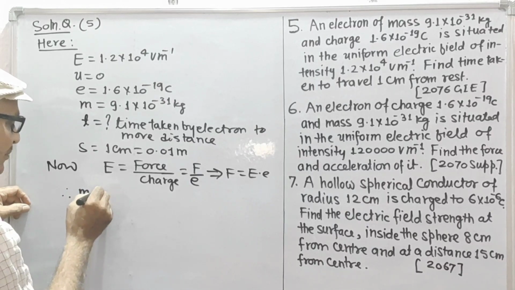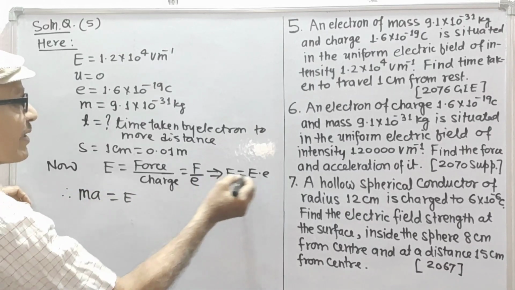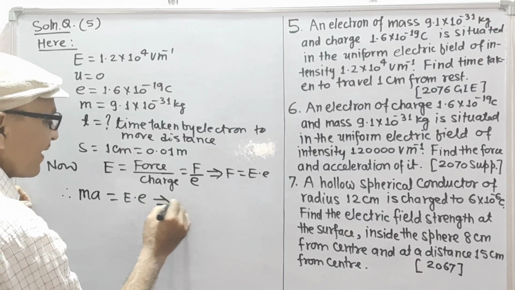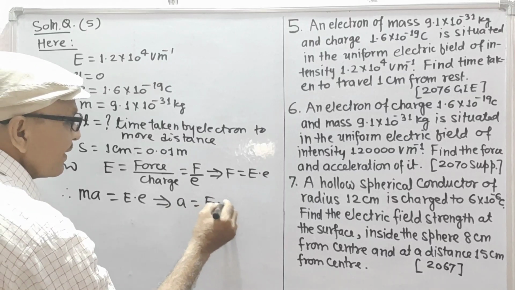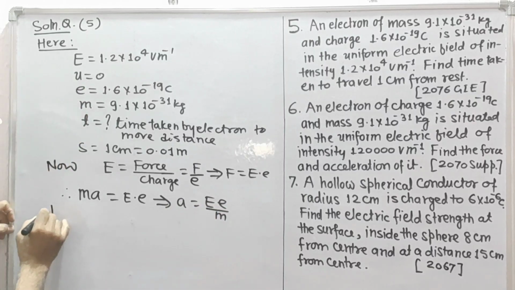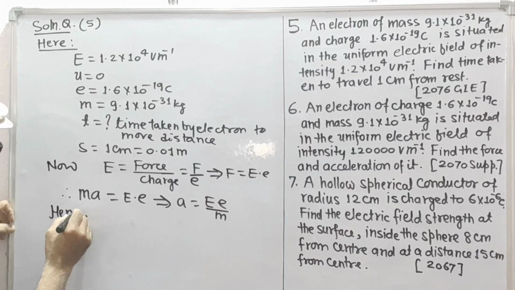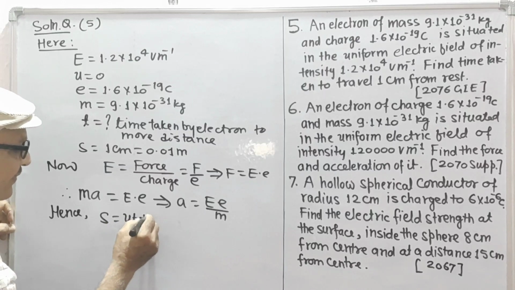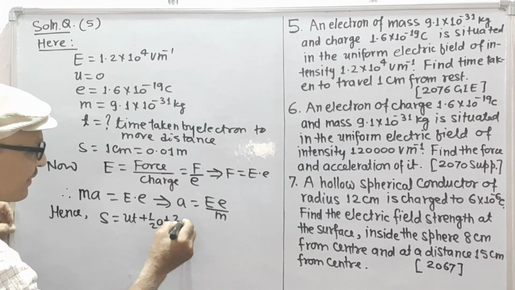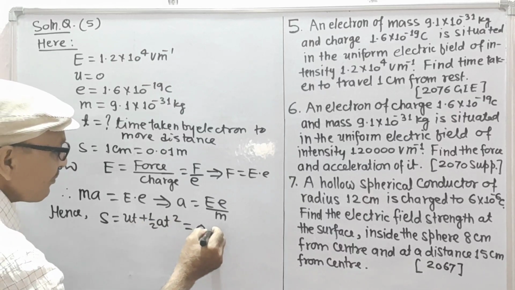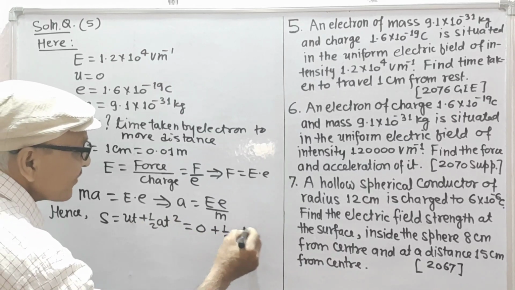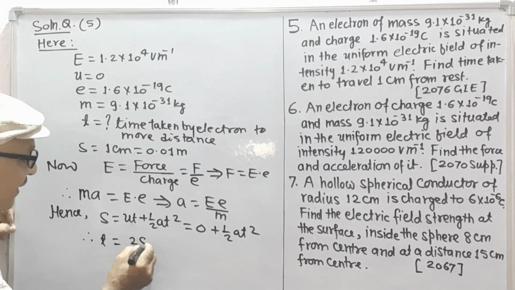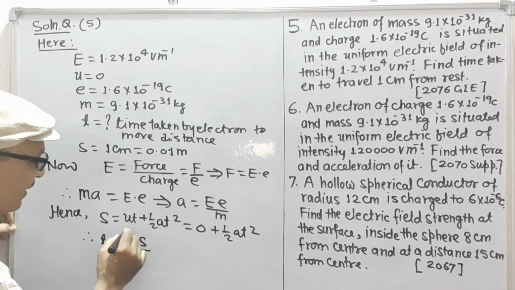Therefore F may be written as MA. MA will be E into e, which gives A as E e upon M. Hence, S is equal to UT plus half AT square, which gives U is 0, so S is half AT square. Therefore, T will be equal to under root 2S divided by A.